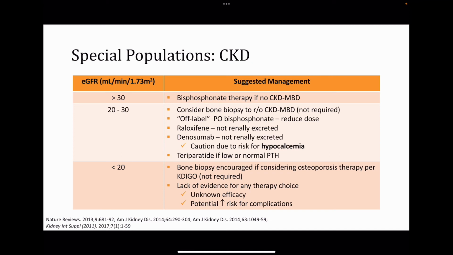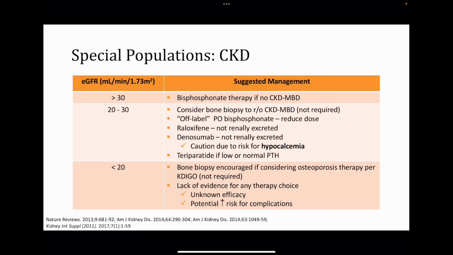Raloxifene is another option that's not renally excreted, and denosumab also is not renally excreted, but be cautious because hypocalcemia can occur, and this could be detrimental in patients that have CKD already, where they're already hypocalcemic. And another option too is using teriparatide if there is a low or normal PTH, because again, parathyroid hormone is another thing that is affected in chronic kidney disease.